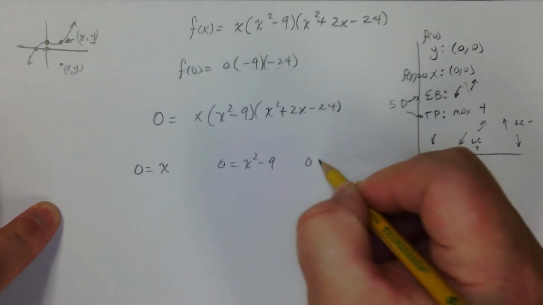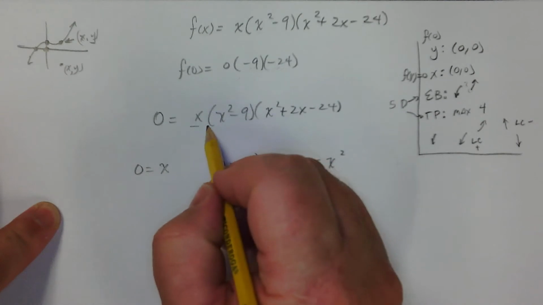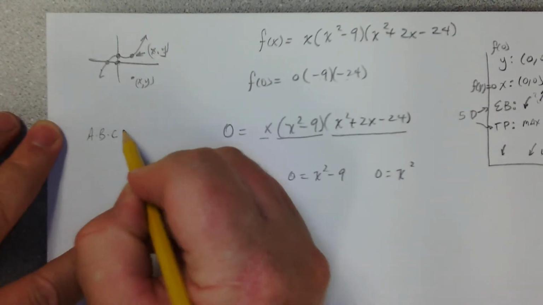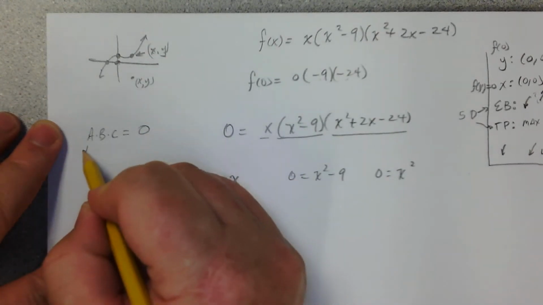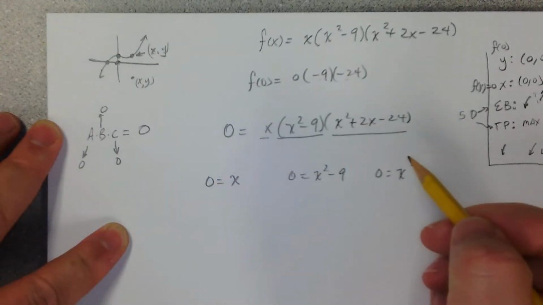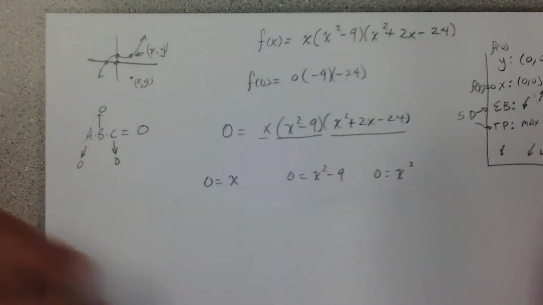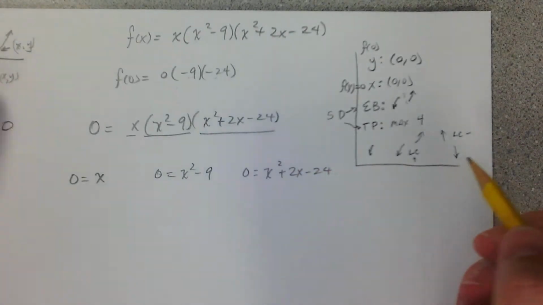And the reason we do that is because this is a number right here times another number times another number. So if you have three numbers, A and B and C, and they're multiplying and the answer is 0, then either this equals 0 or that equals 0 or that equals 0 or any combination thereof. So that's why we're trying to figure out what values of x would make each of these equal to 0.